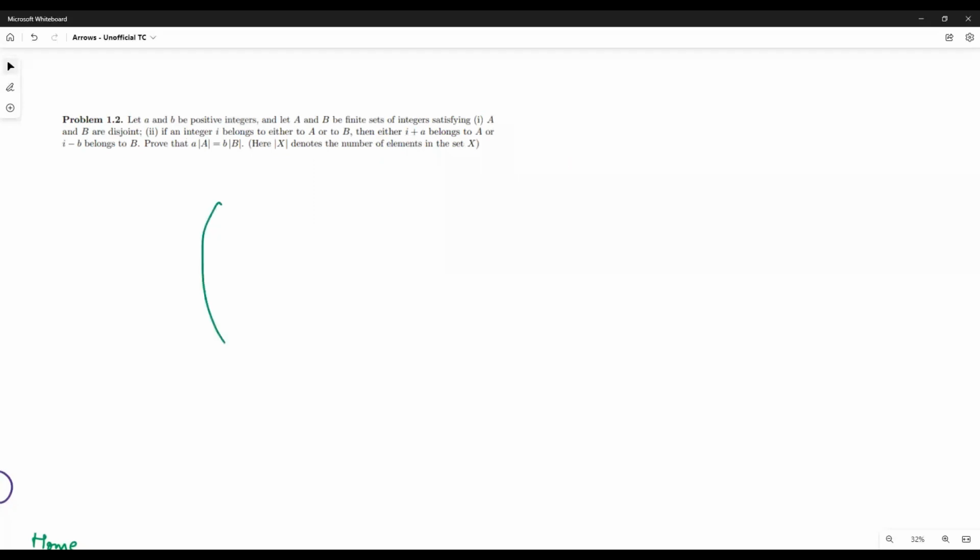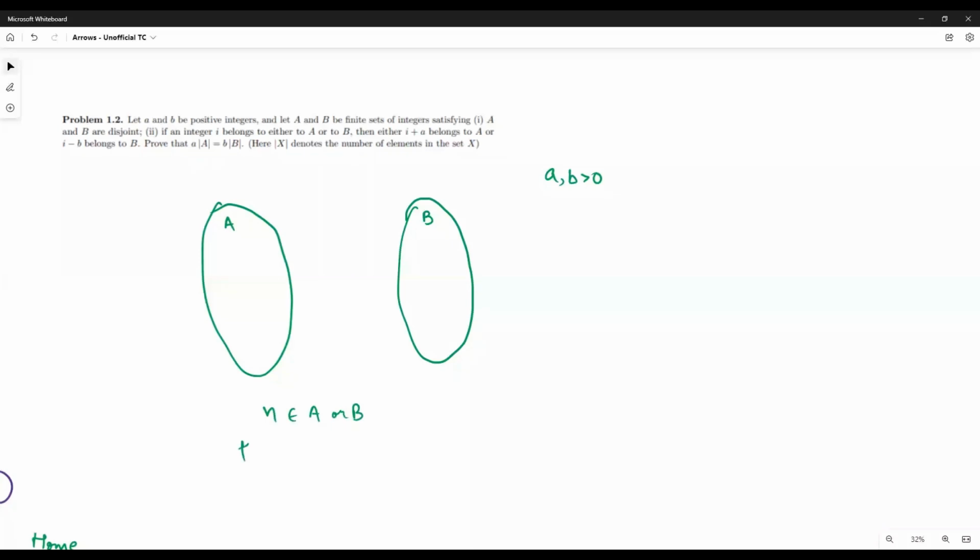So this is saying A and B are two sets which are disjoint. They don't have any common numbers belonging to them. A and B are positive. So for every number n in this list, n belongs to A or B, then n plus A belongs to A, or n minus B belongs to B.